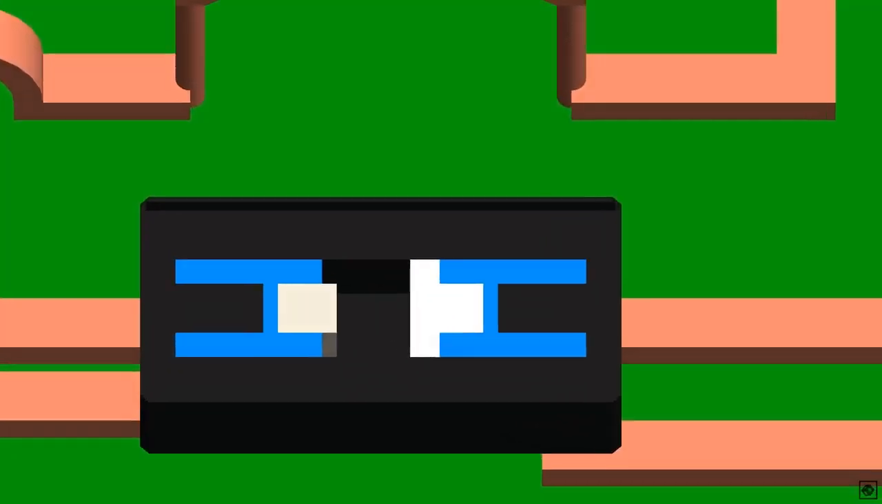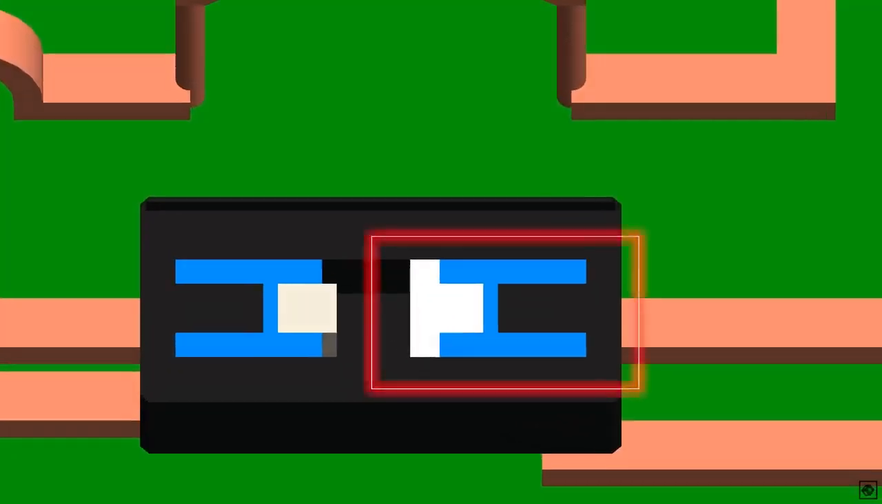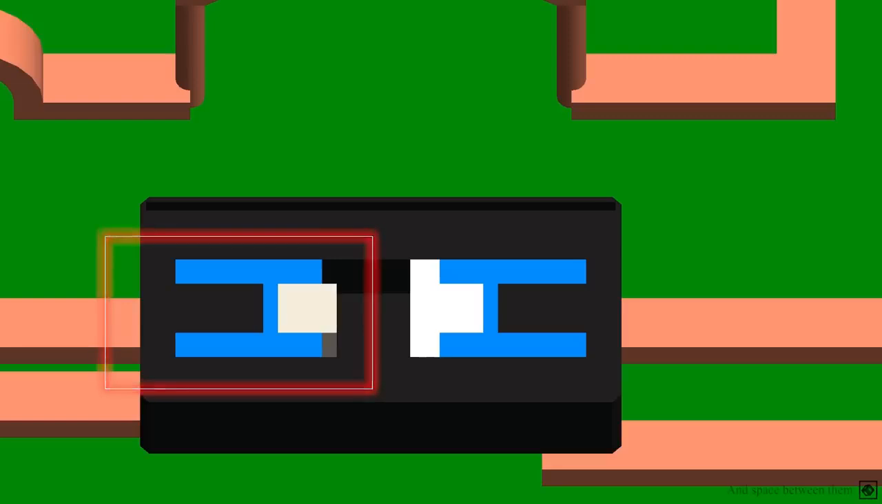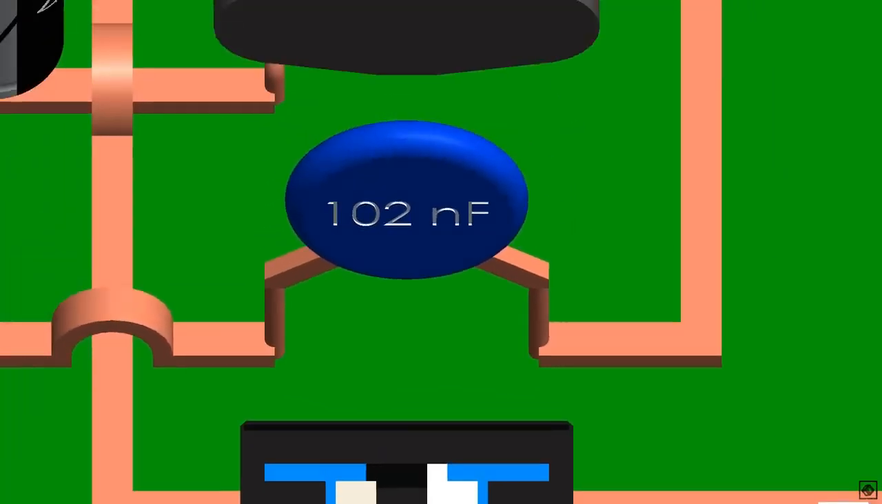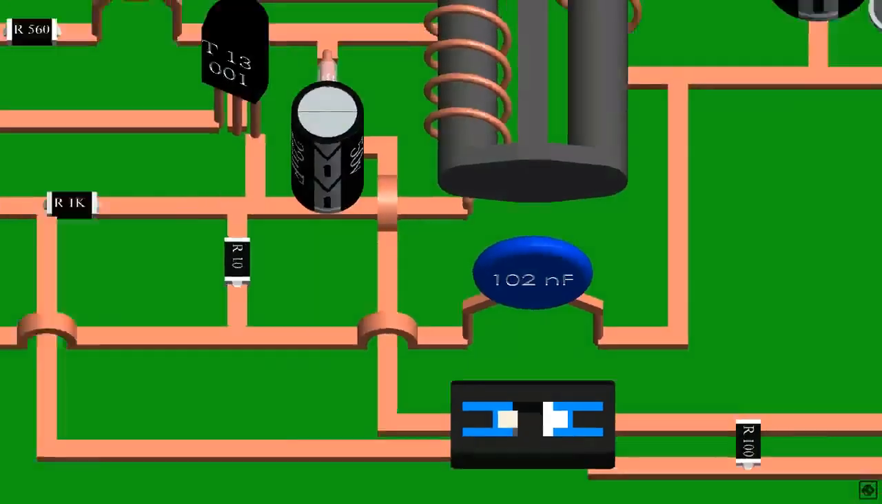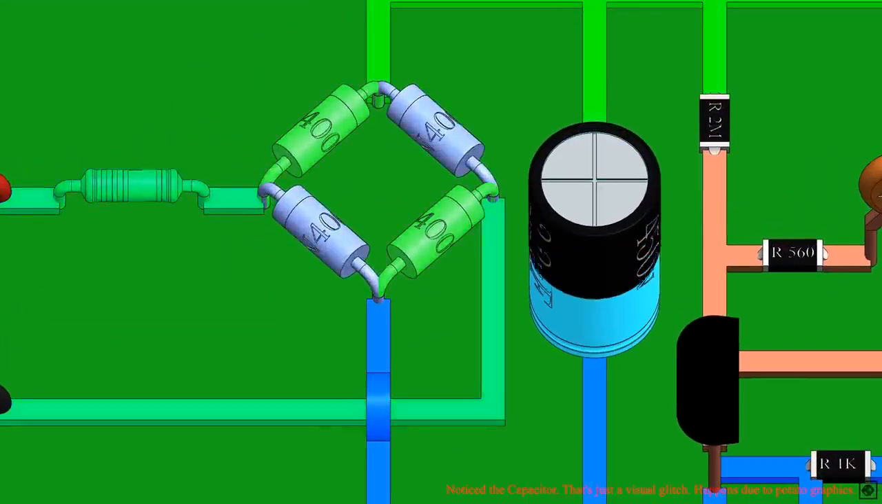This is an optocoupler. It is used for transmission of signal without contact. On the right side we have an infrared LED and on the left is a phototransistor. When the LED turns on, its light turns on the base of the phototransistor, turning it on. This capacitor is of 102 nanofarad, used for safety purposes. It is connected between primary and secondary grounds to stop electromagnetic interference. Let's turn it on and see it in action.